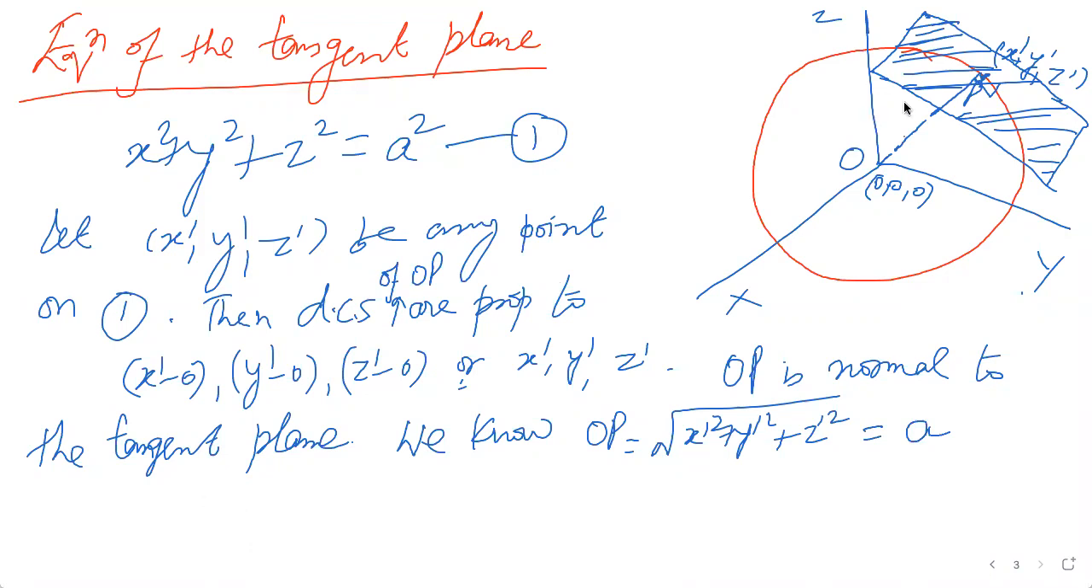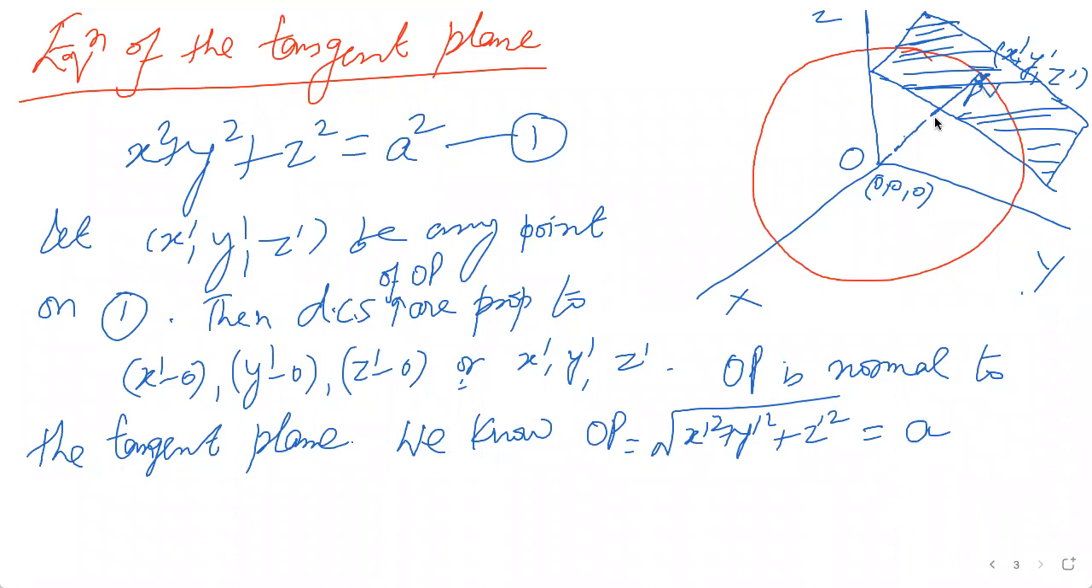So now if you know the DCs of the normal, then what was the formula of the plane? If you have a point which is passing through the plane and you know the DCs of the normal, what was the formula? Lx plus My plus Nz is equal to P. If you know the distance P, I can write the equation of the plane in terms of DCs.